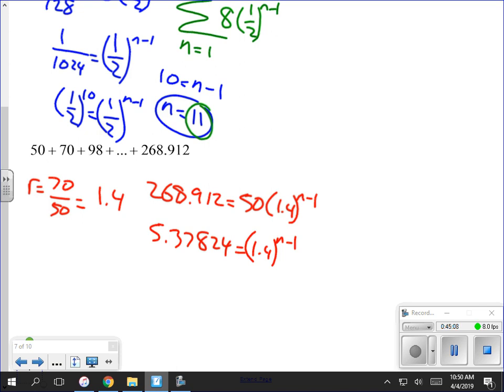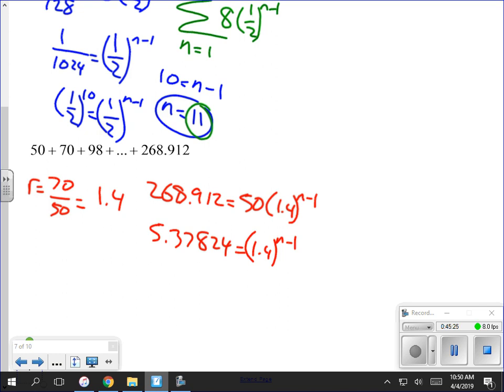Now, there are two ways to do this. Because I'm extremely comfortable with it, I would use logarithms. How many of you want to use logarithms? Let it be known for the tape that nobody's hand went up. Okay, it's all right.